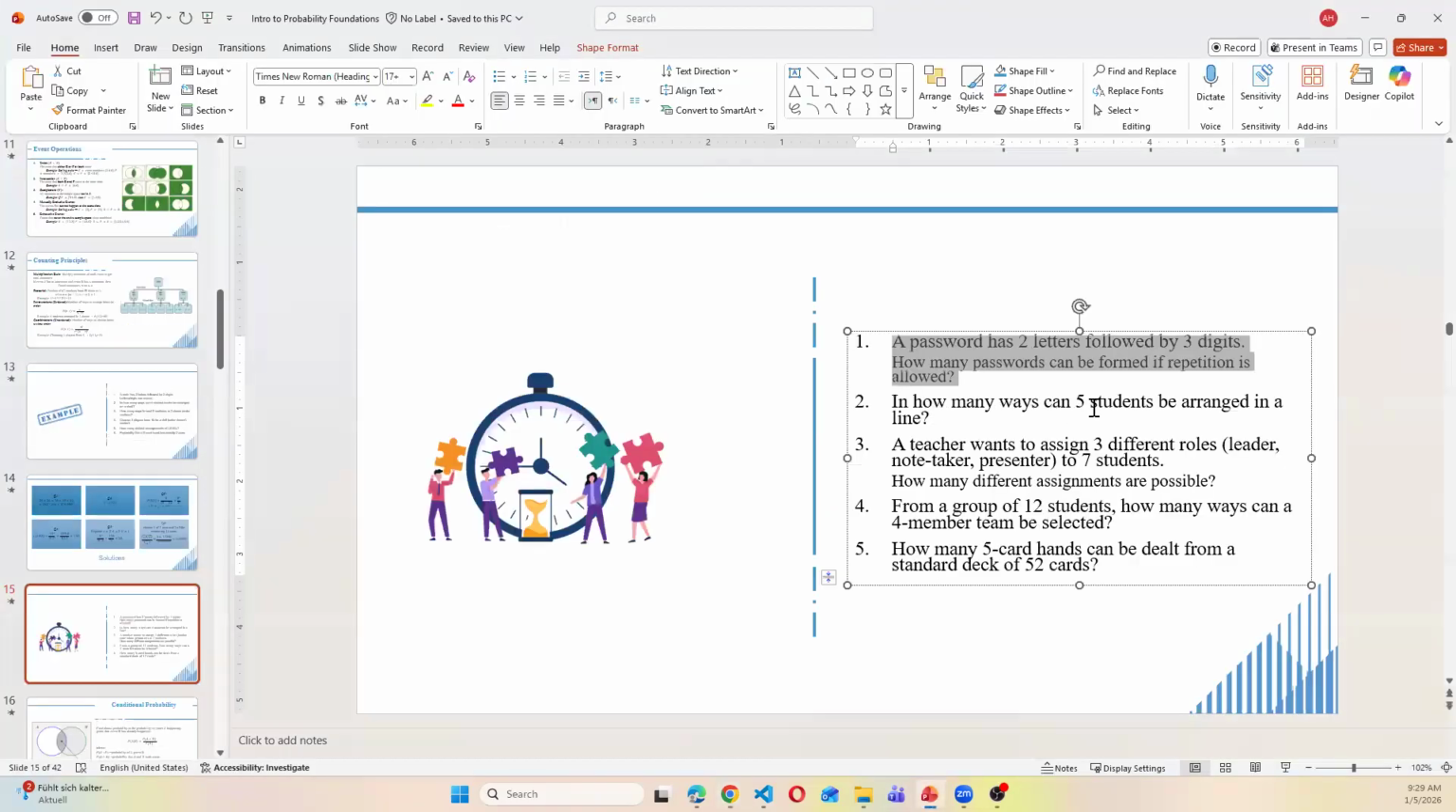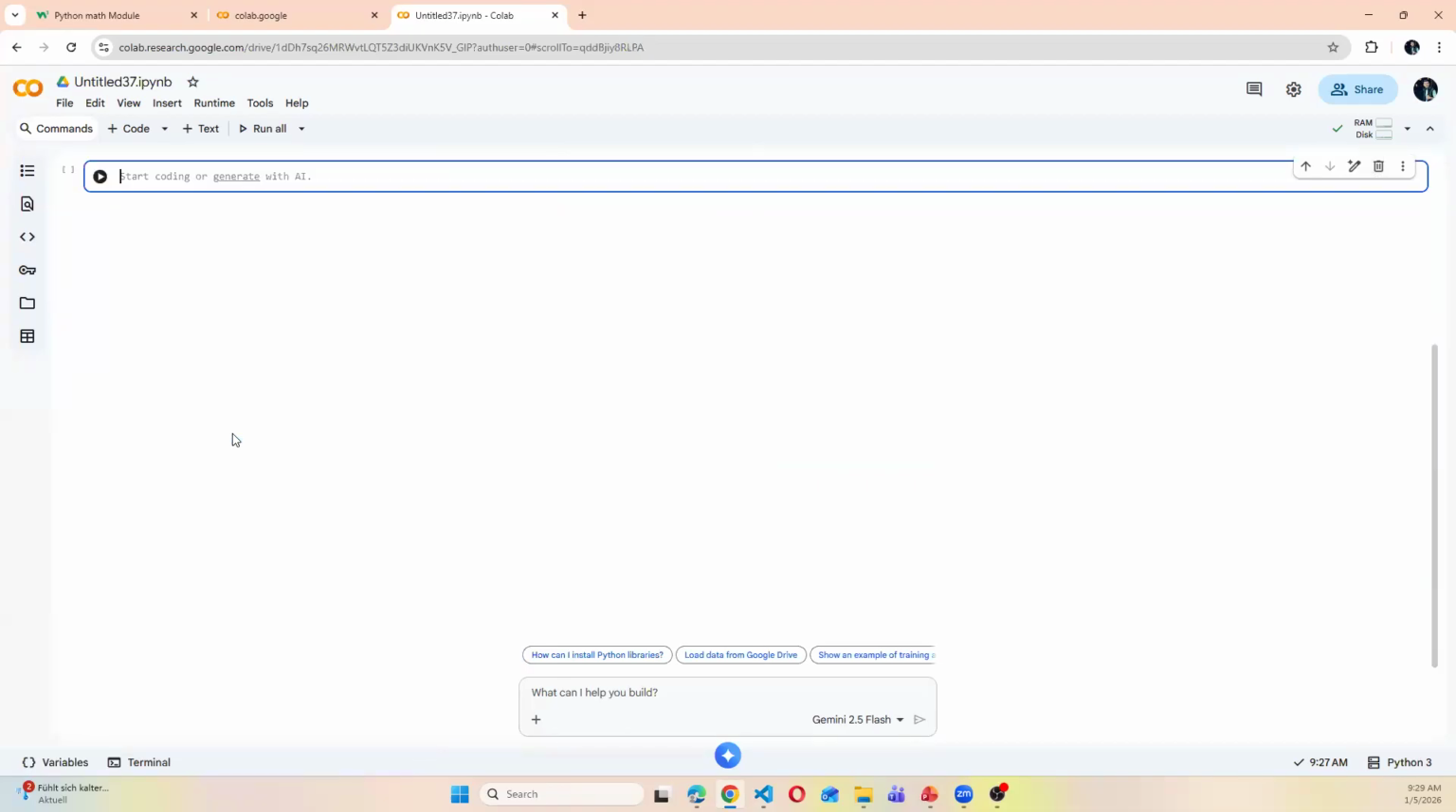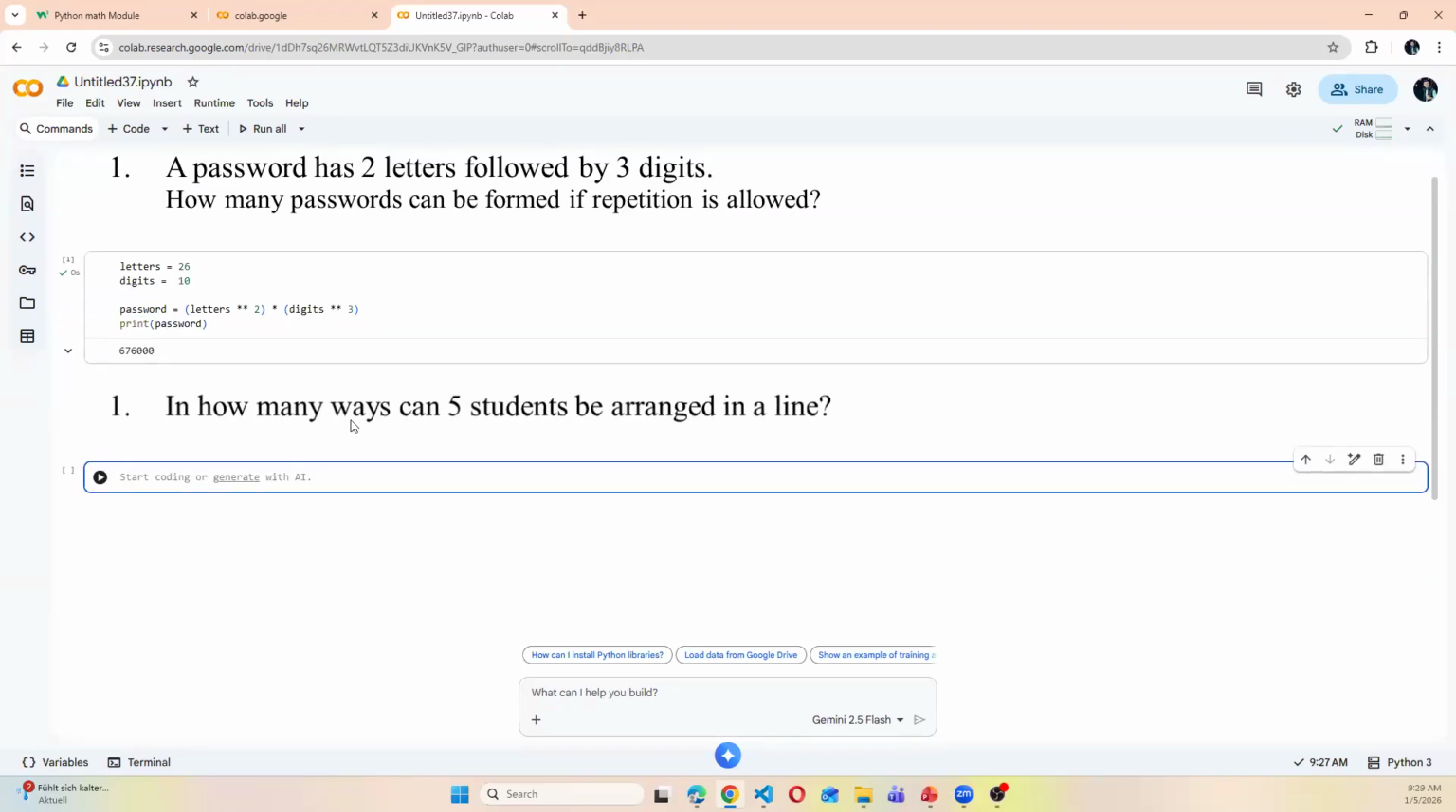So in how many ways can students be arranged in a line? If I paste it here, what does it say? In how many ways can 5 students be arranged in a line? What is it? Can anyone guess? I think it's 5 factorial. Yes, it is. Good. 5 factorial.